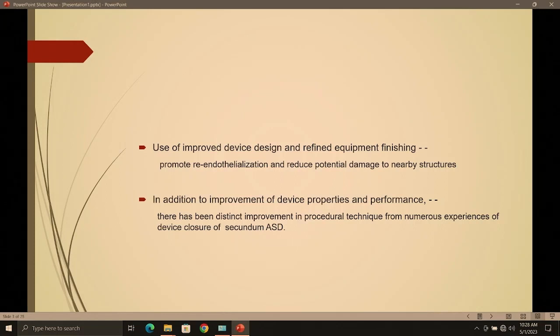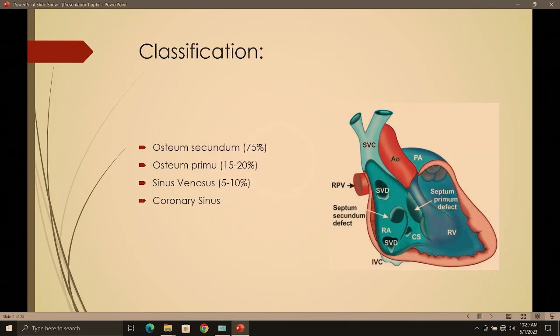So, the use of improved device design and refined equipment finishing promotes reendothelialization and reduces the potential damage to the nearby structures. In addition to improvement of device properties and performance, there has been a distinct improvement in the procedural technique from numerous experiences of device closure of the ASD. Ostium secundum is the most common septal defect among the other septal defects.